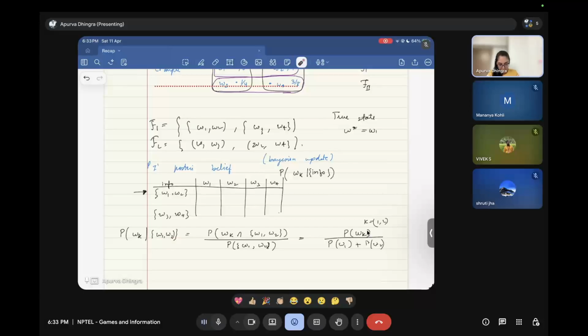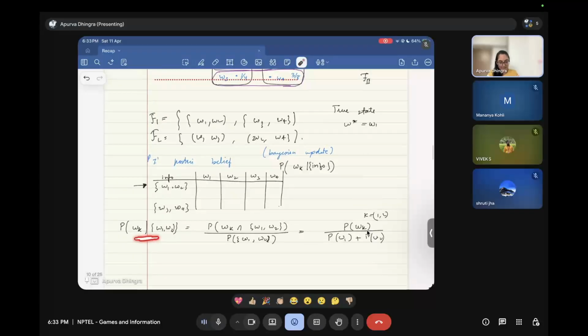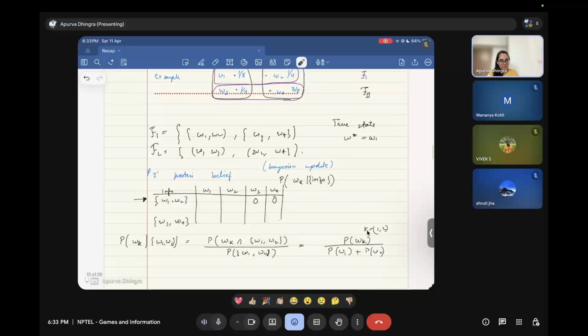If this state is not in their information set, then the probability of that state is just going to be 0. For example, if this is the one that we're calculating, it can't be omega 3 or omega 4. So these are already 0, and we just need to find the probabilities for these two, and that is just Bayesian probability. That's all you have to solve for.